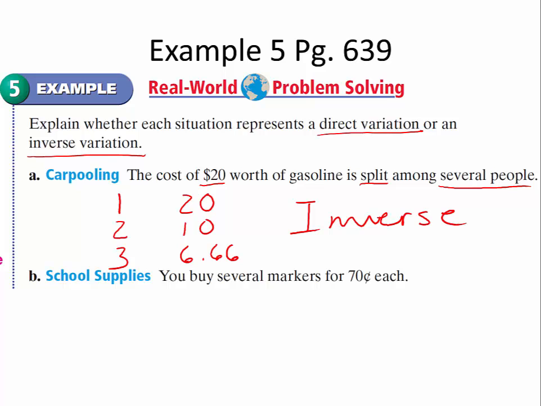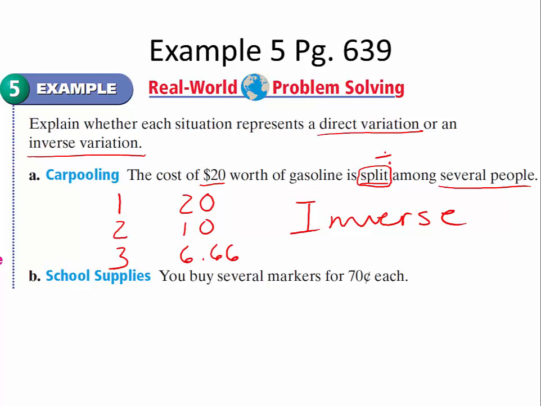And we can prove it by looking at the data here. But the word split, I'm going to tell you right now, means division. So whenever you take a constant divided by a number or among several whatever, that means it's an inverse automatically. So it's not always that easy to tell, but you have to at least test it out with numbers. The table is not necessary if you can read something and know, but some of you may need to draw out a table to know it.